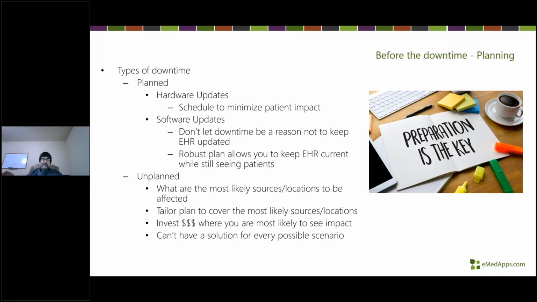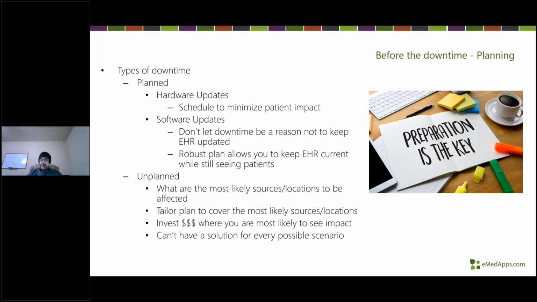You may find that your primary concern for a downtime may be site specific. You may have a satellite location that has questionable internet connectivity, and that may be your primary source of concern. It may be something that spans the entire organization. It could be a data center concern. It could be concerns over hardware that's available in the data center.